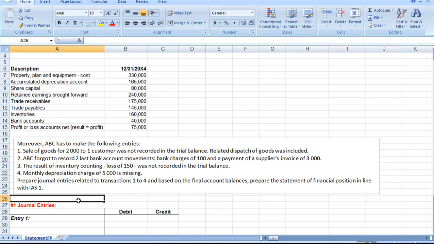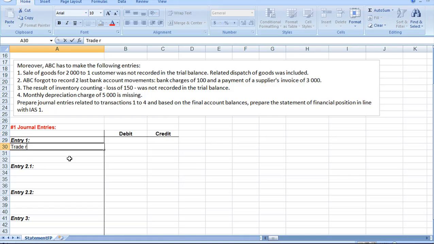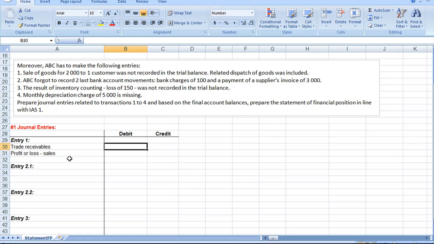So first, we are going to prepare our journal entries, and we are going to write them down to this pre-made table. The first one, the sale of goods, was not recorded, so we debit trade receivables and credit profit or loss, some sales account, with 2000.